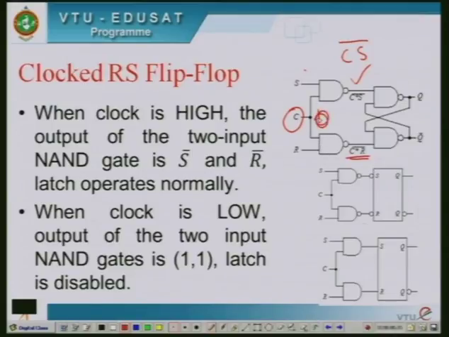If there is a 0 here, whatever is given in S or R would not be shown at the output. The output will not change depending on S or R values. Only for the clock to be high, S and R values will be reflected at the output, and this latch behaves exactly similar to the basic S bar R bar latch we have analyzed. Whenever the clock is low, the output of both NAND gates is 1, and this latch will be disabled. Please remember that.